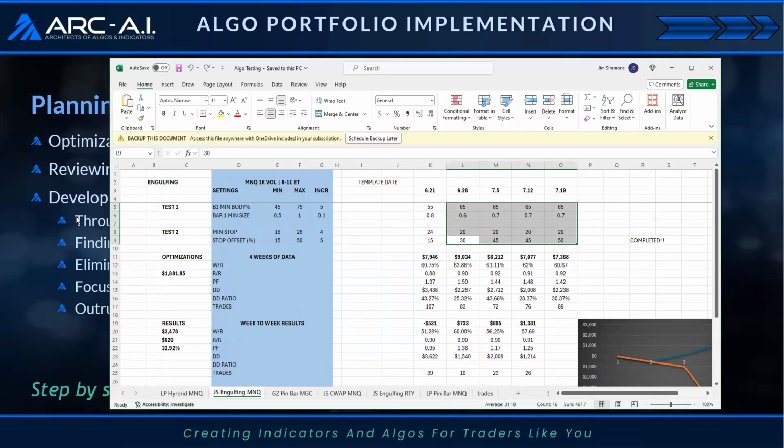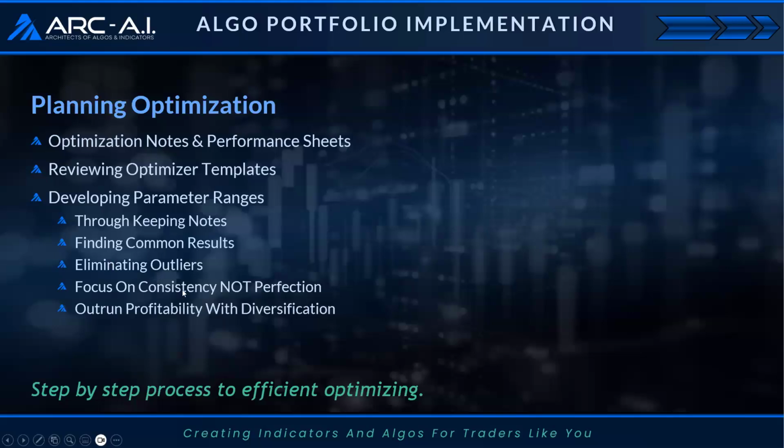All right, so good to go there. That'll help you eliminate the outliers. You focus on, as we talked about, consistency, not perfection. You're really looking for, how do I get returns every week, to where you're not taking losses.